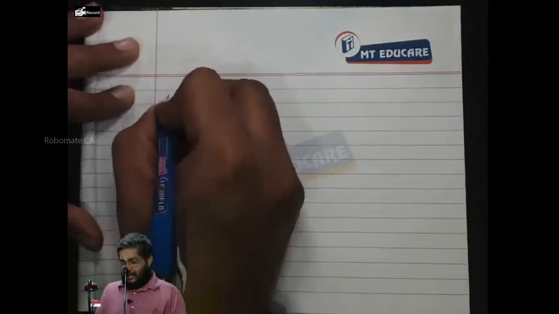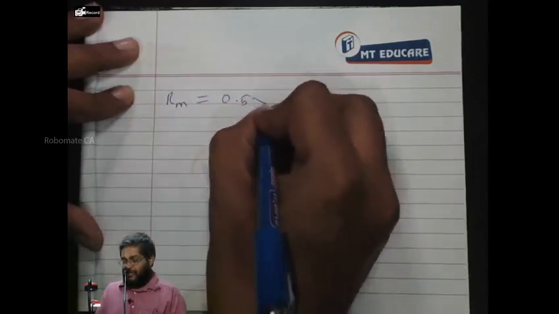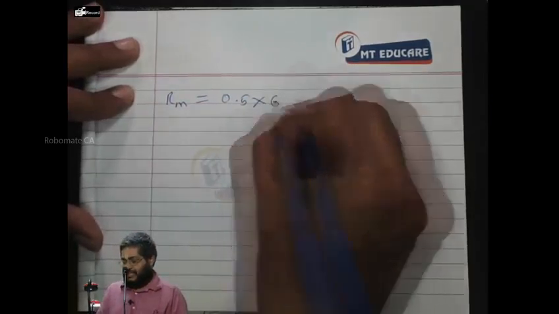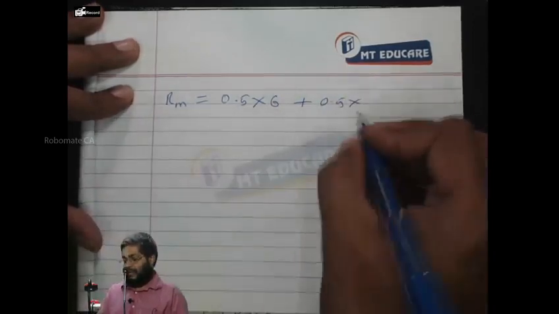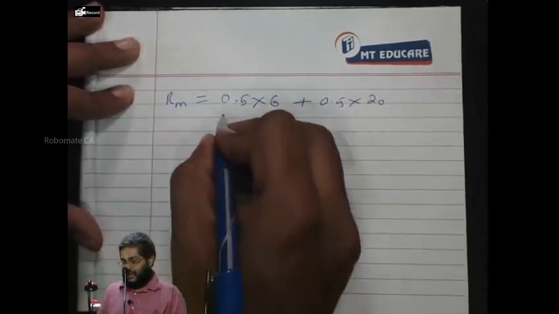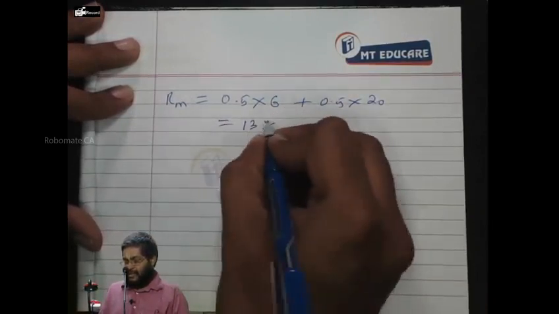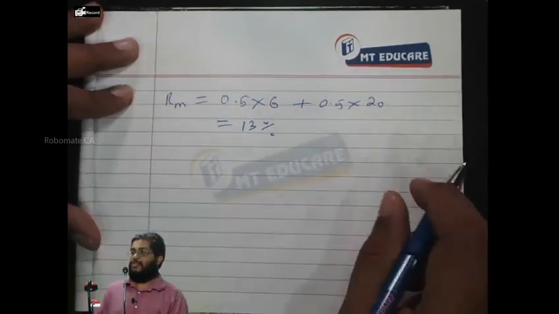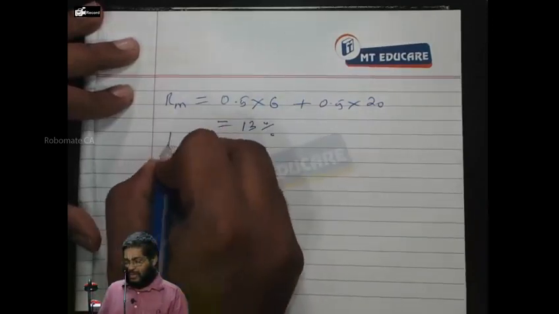Write on. Rm is equal to 0.5 into the return during the depression period, 6, plus 0.5 into the return during the boom period, 20. How much is it here? 13%. Rm is equal to 13%. Respond yes or no? Now write the formula.